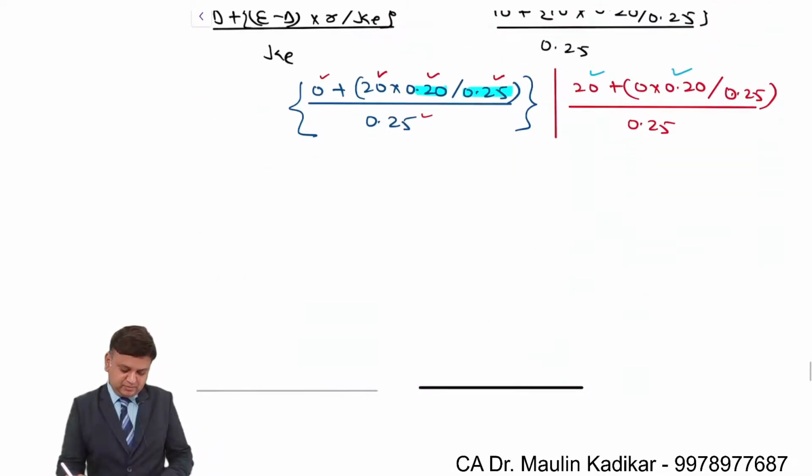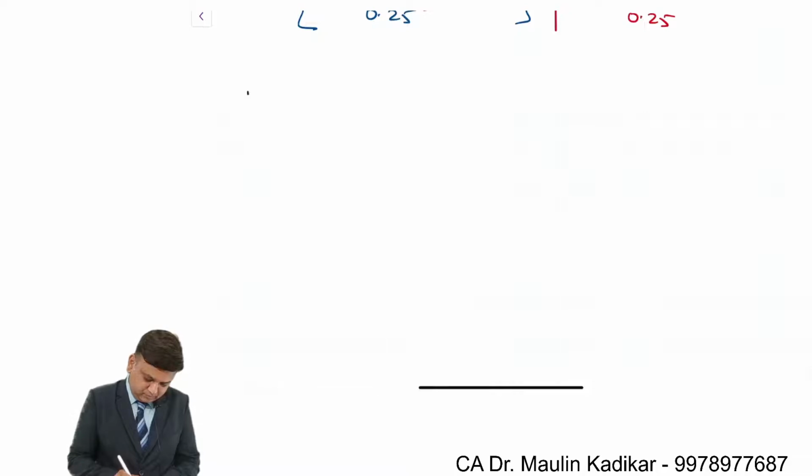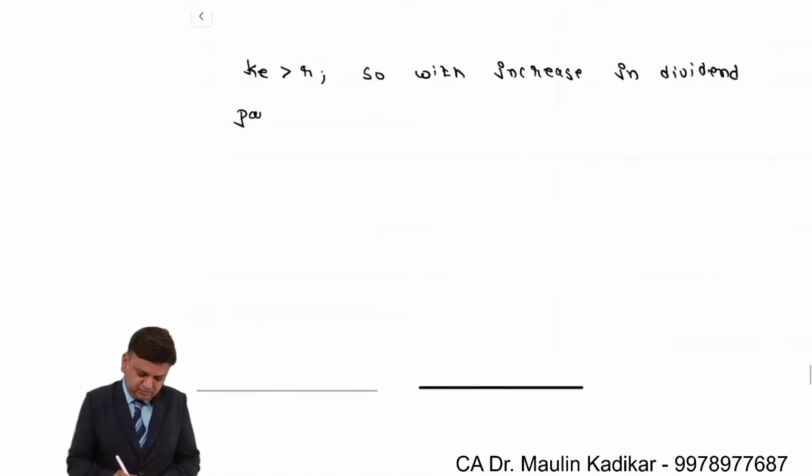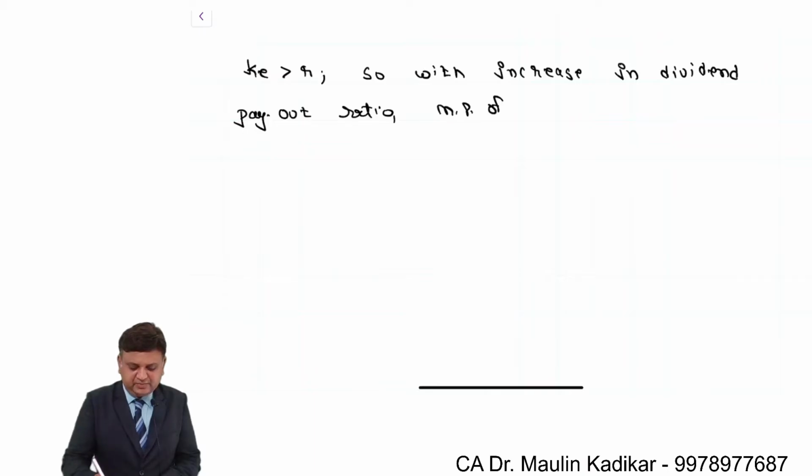Please add on one line note. Cost of equity exceeds R, comma. So with increase in dividend payout ratio, comma, market price of equity share increases, full stop.